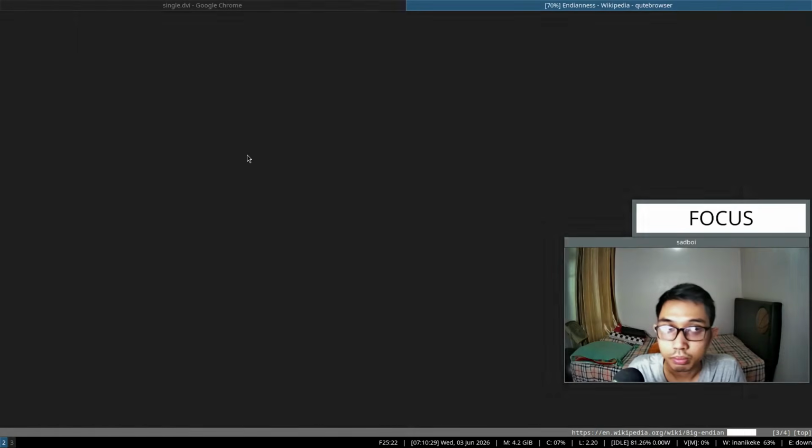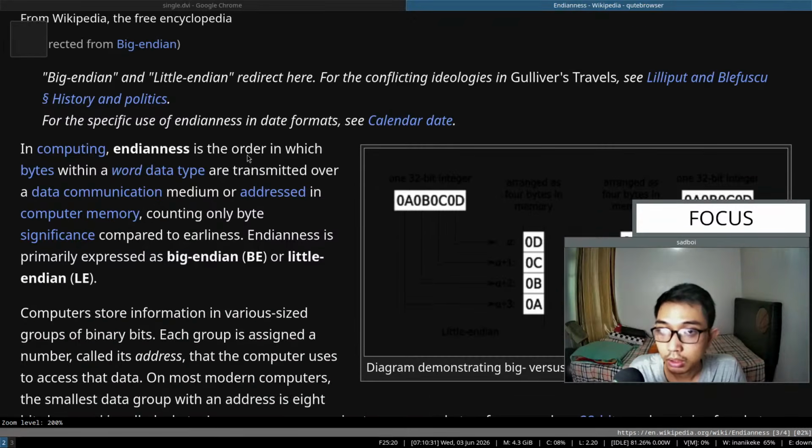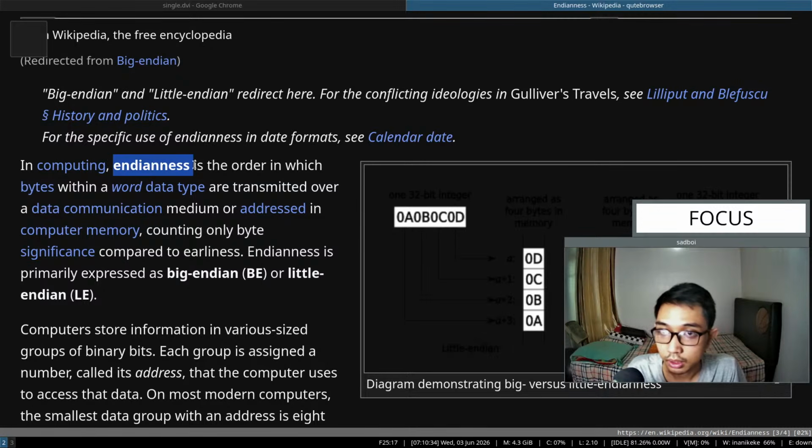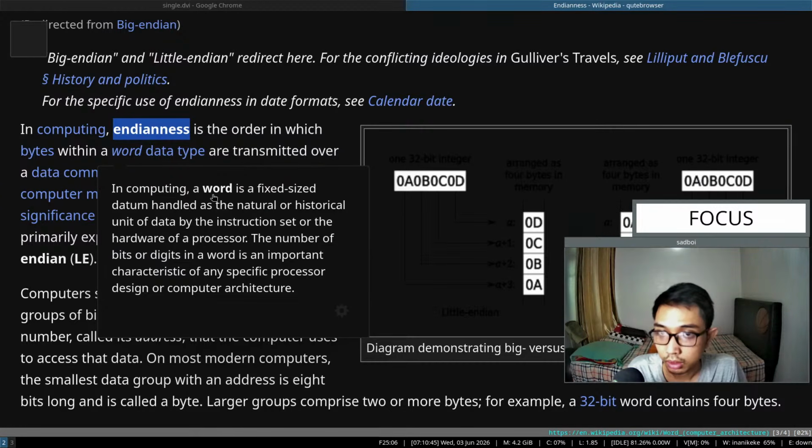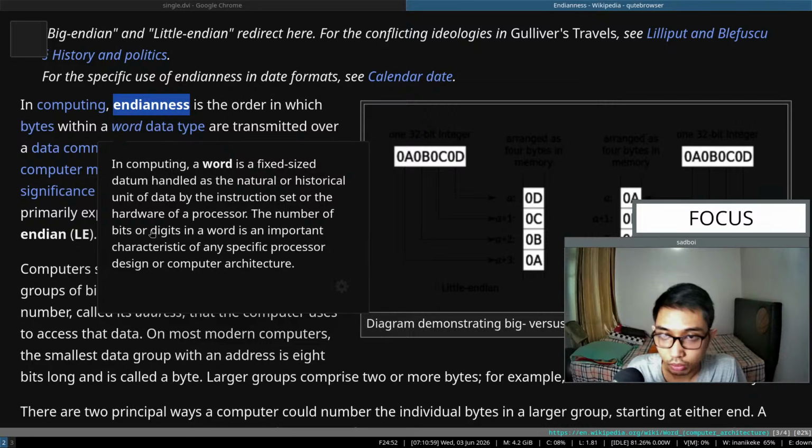Let me check the big endian, or maybe endianness here. Is the order in which bytes within a word data type. Okay. A word is a fixed size datum handled as the natural or historical unit of data by the instruction set or the hardware of a processor. The number of bits or digits in a word is an important characteristic of any specific processor design or computer architecture.